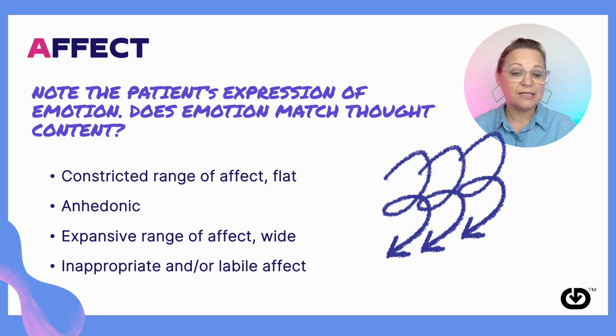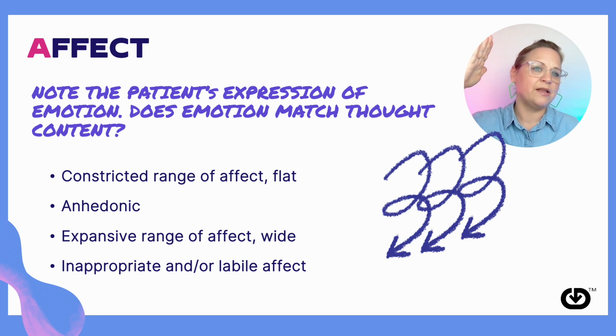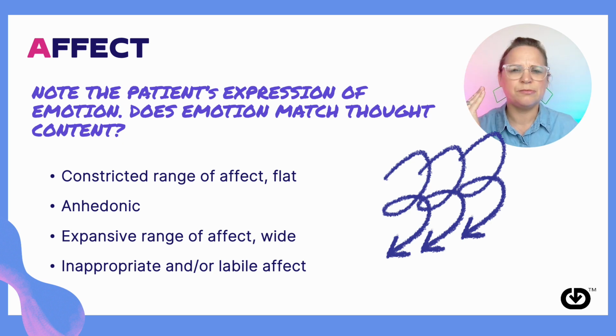Do they have an expansive range of affect, or wide? We can also notice this as an inappropriate or labile affect. So a wide expansive affect means they have big emotions all over the place, kind of like a roller coaster. But the labile affect means that their emotions can change on a dime. So one second they're laughing and thinking everything's hilarious. The next moment they're screaming and very, very angry. That's a labile affect, where it goes up and down.